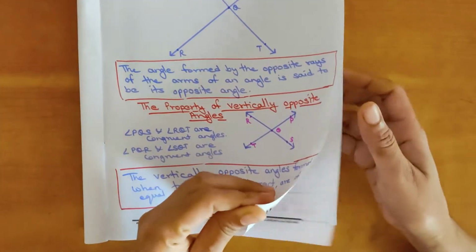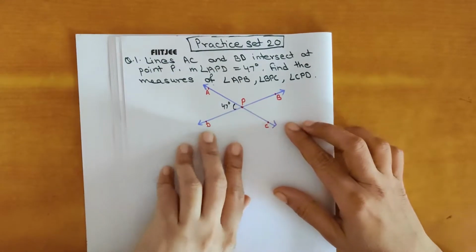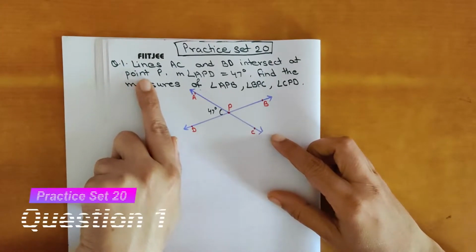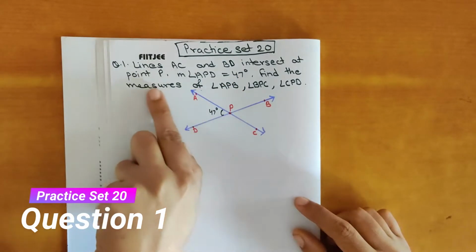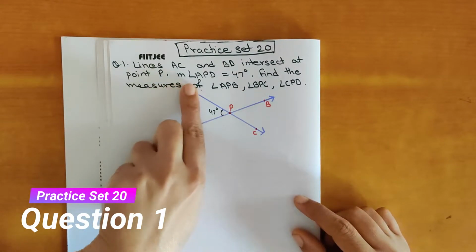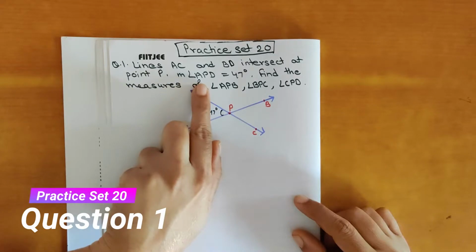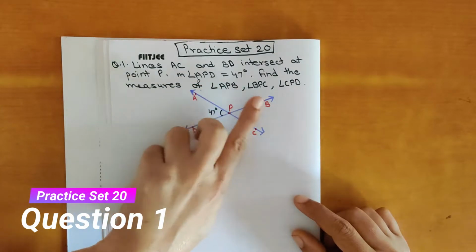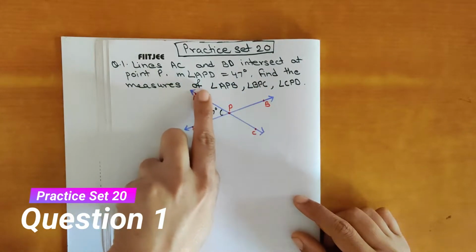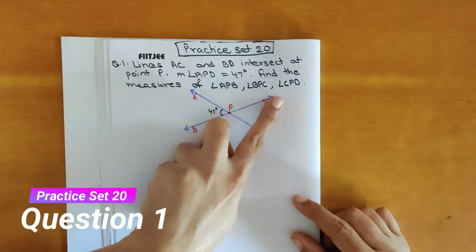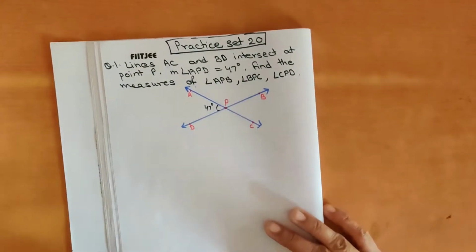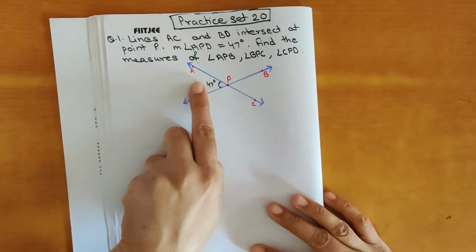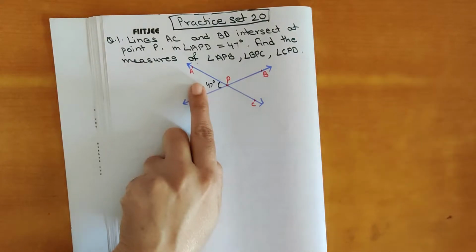Now we will do the exercise, that is practice set 20. Here it is given: lines AC and BD intersect at the point P. Measure of angle APD is equal to 47 degrees. Find the measures of angle APB, angle BPC and angle CPD. This we have to find out. So we will see what is given first.